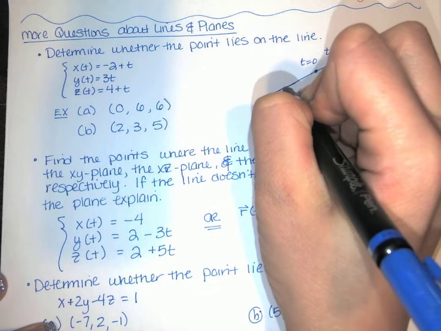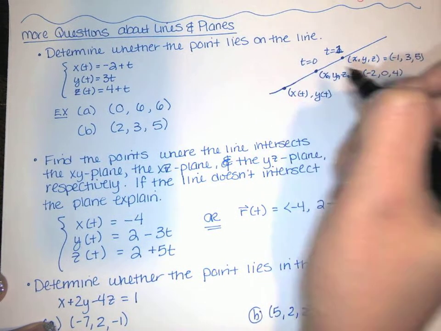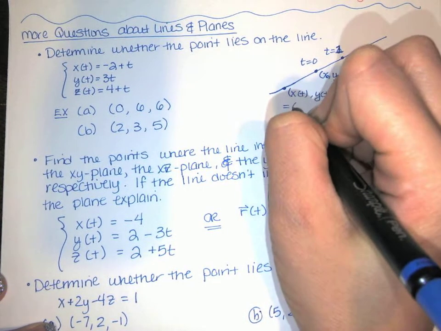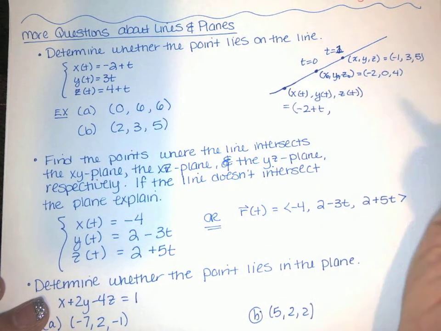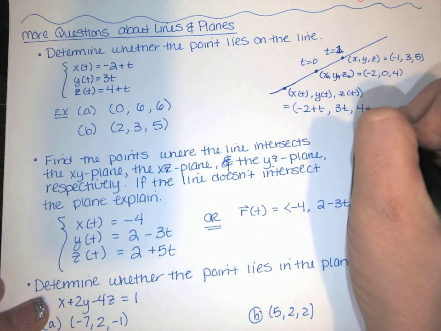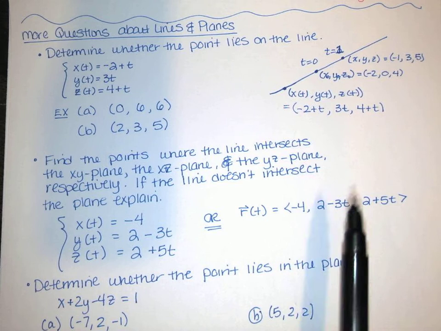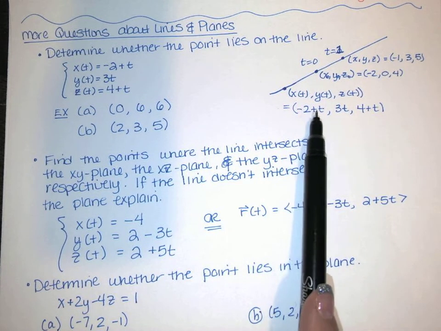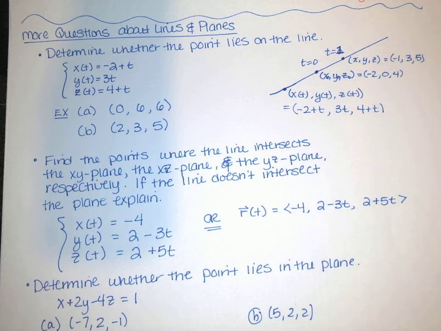So in general, this point is given by x of t, y of t, and z of t. So that's a location, and it's equal to -2 plus t for our x value, 3t for our y value, and 4 plus t for our z value. Those t's are all exactly the same. So when t equals k, we're going to be at location -2 plus k, 3 times k, and 4 plus k. Whatever t is, you just plug that in and that's going to give you the location.